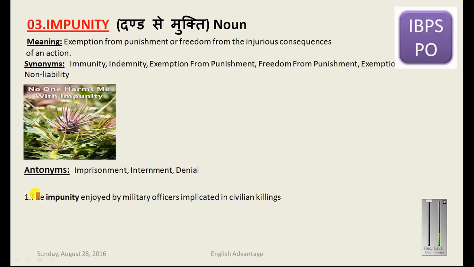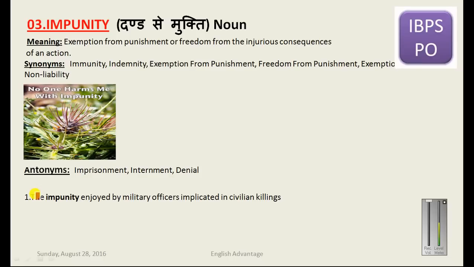Now let us look at the next word, that is impunity. Impunity means exemption from punishment or freedom from the injurious consequences of an action. This is what the word impunity means. The synonyms for this word are immunity, indemnity, exemption from punishment, freedom from punishment, exemption, and non-liability. You have done some crime, but it is not your liability. You are free from the punishment.